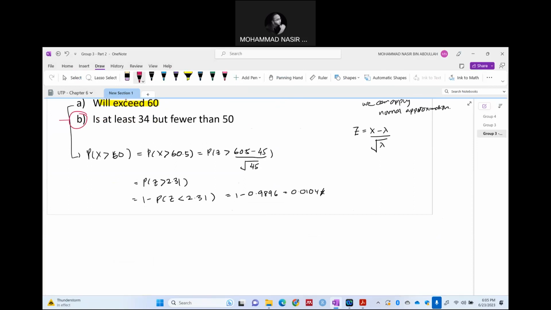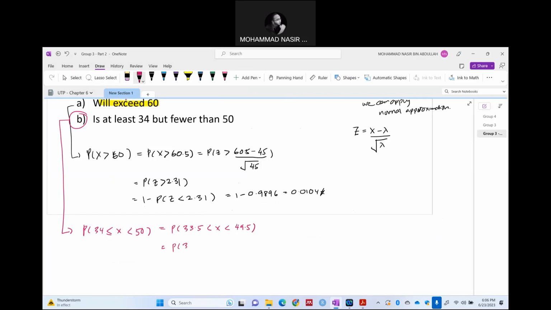So let's try for B. How to solve for B? So probability of at least 34, and fewer than 50. So we plus and minus on both sides: 33.5 less than X less than 49.5.